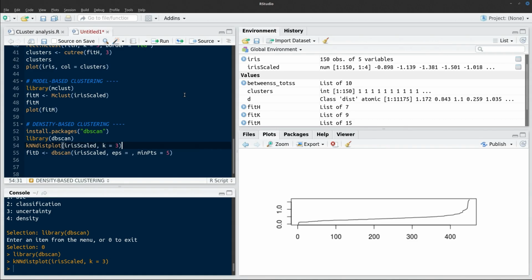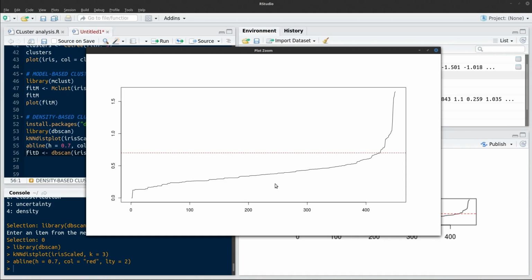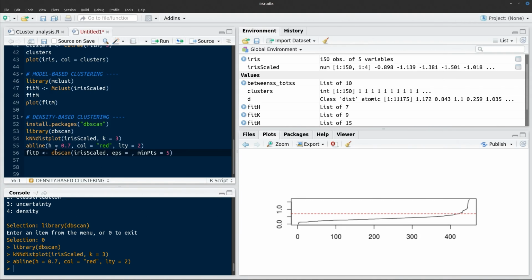To make this a little bit easier, we can add an abline to our plot, with the horizontal line equal to 0.7, color equals red, line type equals 2. So I've just manually added this line. It's up to you to look at this scale and decide where the elbow in this plot lies. But I think this is around 0.7. And so we can substitute this in as our value for EPS.